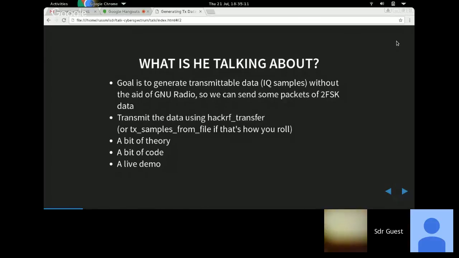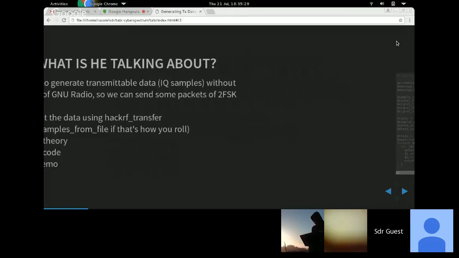Data, not actually doing the transmission. Leave that to HackRF transfer or TX samples from file if you've got a USRP, because you've got lots of money to spend. A little bit of theory that I'm just going to skate right through. A bit of code and a live demo, and that demo, I'll admit, might work.